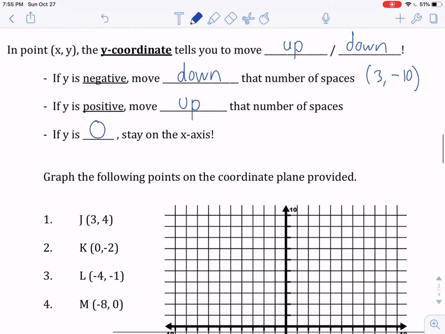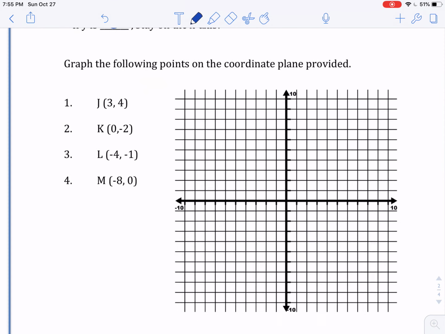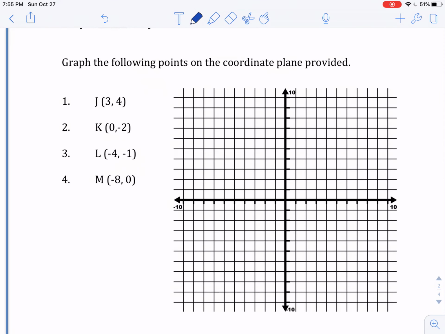Okay. All right. Why don't you guys go ahead and graph some of these? Give it a try, and pause the video. We'll go over and see if you guys are right when you're done.